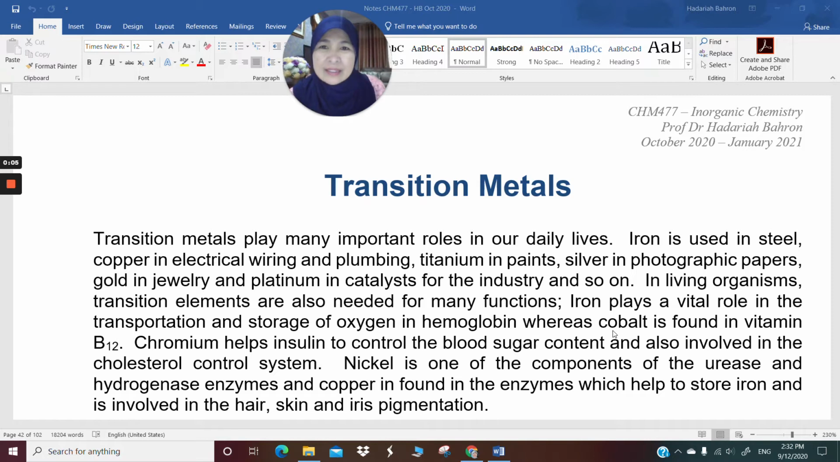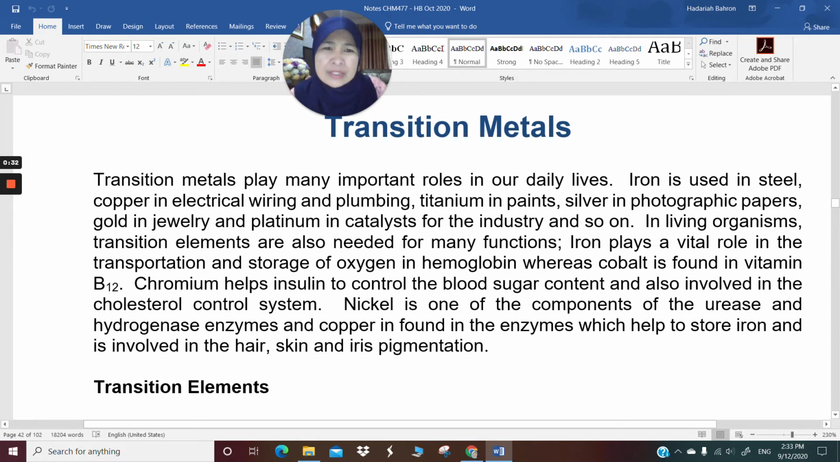This is CHM477, Inorganic Chemistry, lecture number 9. I'm going to start on a new topic today, which is transition metals, which will lead us to coordination chemistry. Transition metals are metals that play a huge role in our daily life.